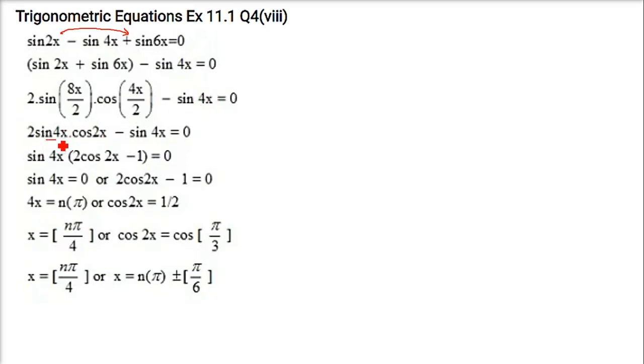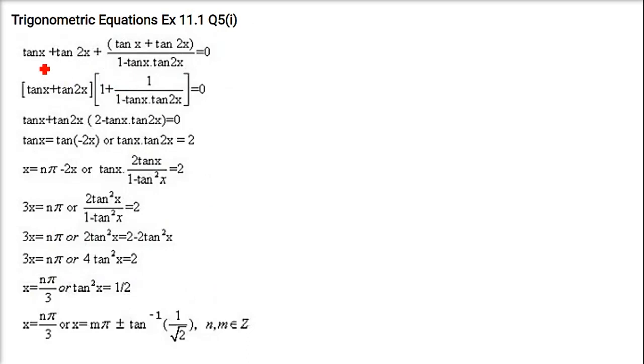So you can take sin 4x common. Inside this we have 2 cos 2x minus 1. This either sin 4x equal to 0 or this 2 cos 2x minus 1 equal to 0. So sin 4x equal to 0 means 4x equal to n pi. So divide both sides by 4, you get x equal to n pi by 4. Here cos 2x equal to half. Half is what? Cos pi by 3, that is cos 60 degree. So 2x will be equal to n pi plus minus this pi by 6.